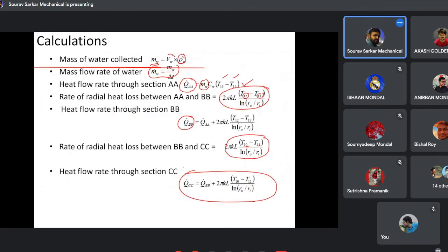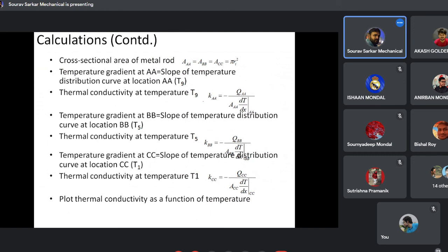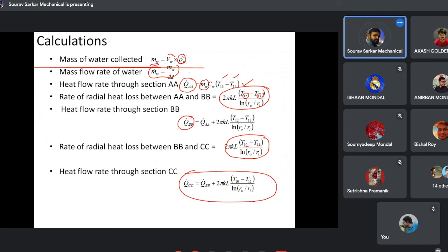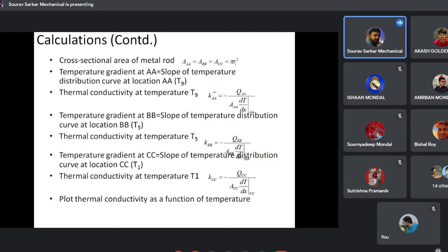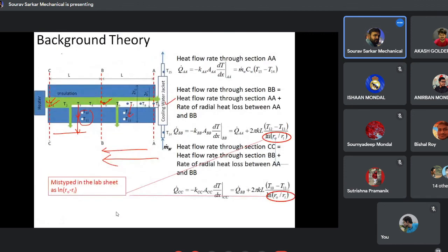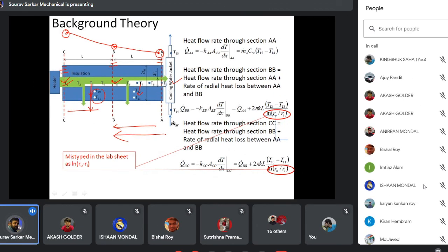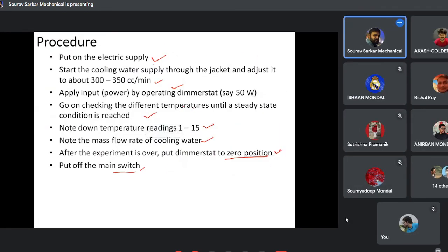If I can quantify these individual values, QAA, QBB, and QCC, then I can simply find the temperature gradient at that point, and since I know the cross-section area, I can determine the thermal conductivity at each of these sections. Each section has specific temperatures, because there will be a temperature gradient. So at this point I will get a conductivity from the heat balance, at this point also, and at this point also. These correspond to different temperatures.